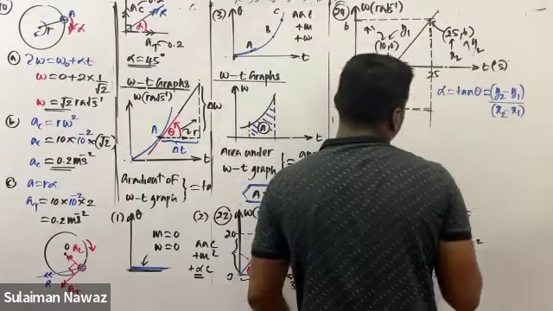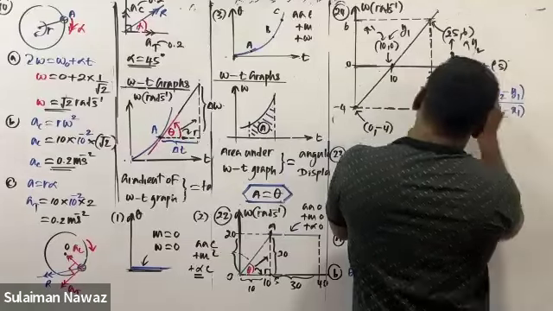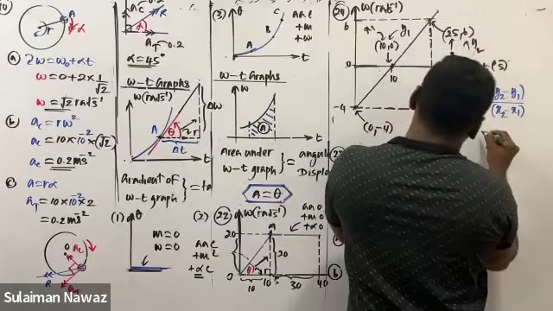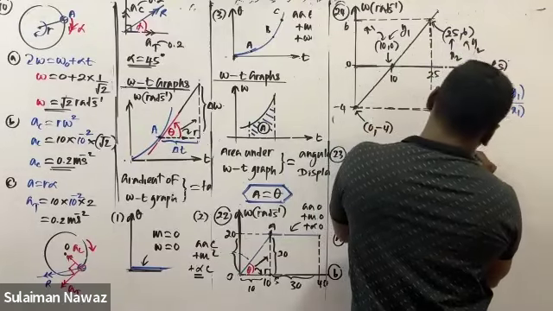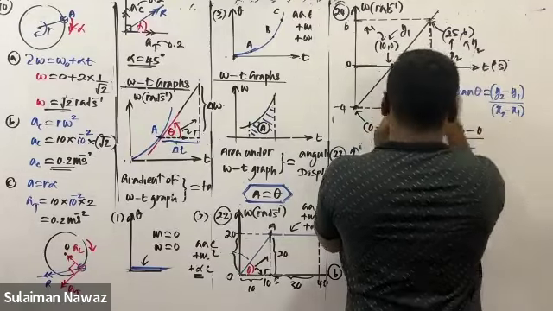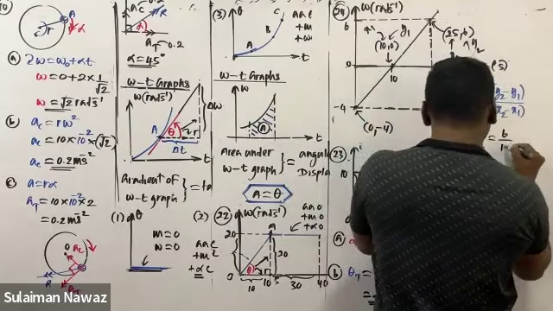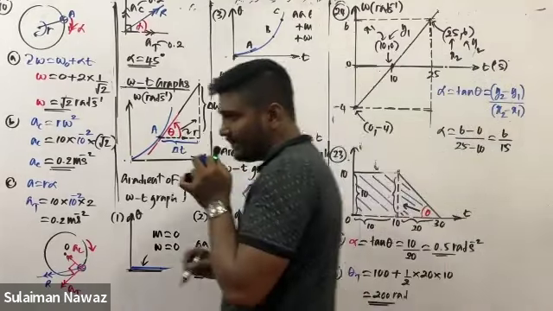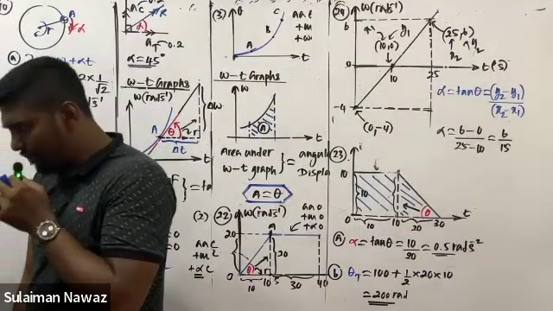So alpha means y2, which is 6, minus y1, which is 0, over x2, which is 25, minus x1, which is 10. That means 6 over 25 minus 10, which is 15. Hands up who got 6 over 15. 6 over 15 means 2 over 5, 0.4. Hands up who got 0.4.